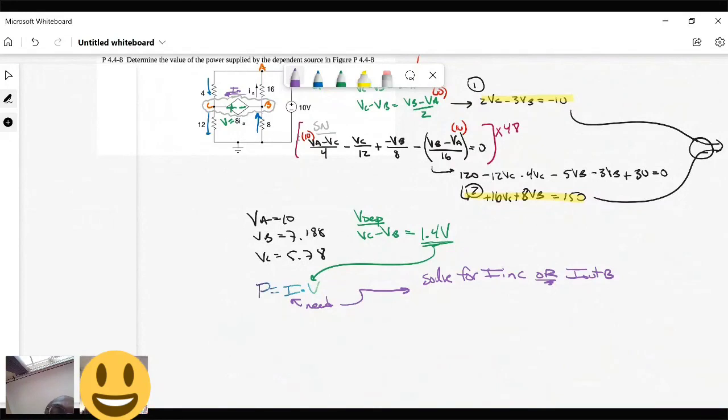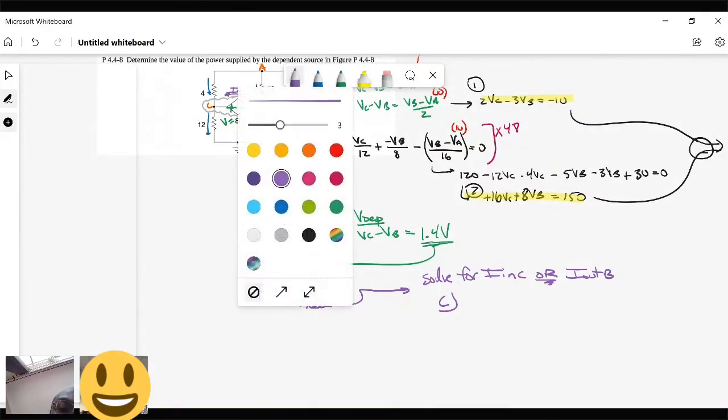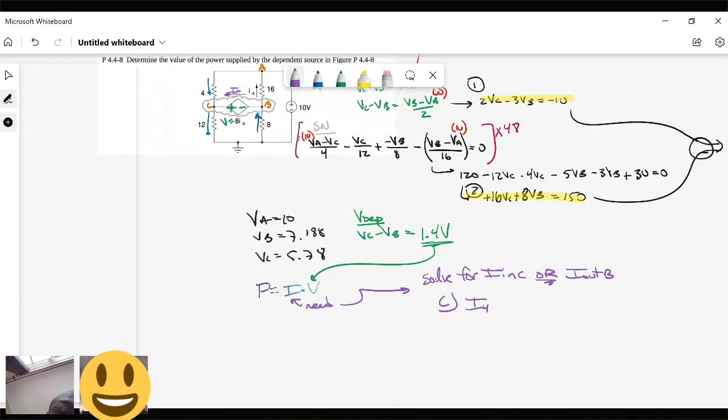All right. So with that being said, I'm going to do C. So I'll take a look at C and we're going to write all of the currents in terms of node voltage because that's all we know. So we'll say that's going to be the current in the 4 minus the current in the 12 plus the current in the dependent source. And that's got to equal 0. And that's my KCL. You follow me? All right, cool. So that's my KCL.